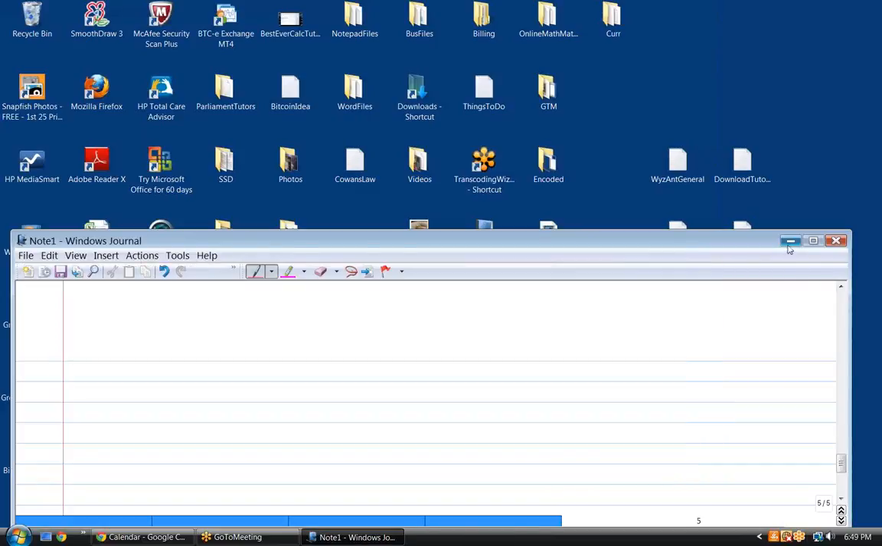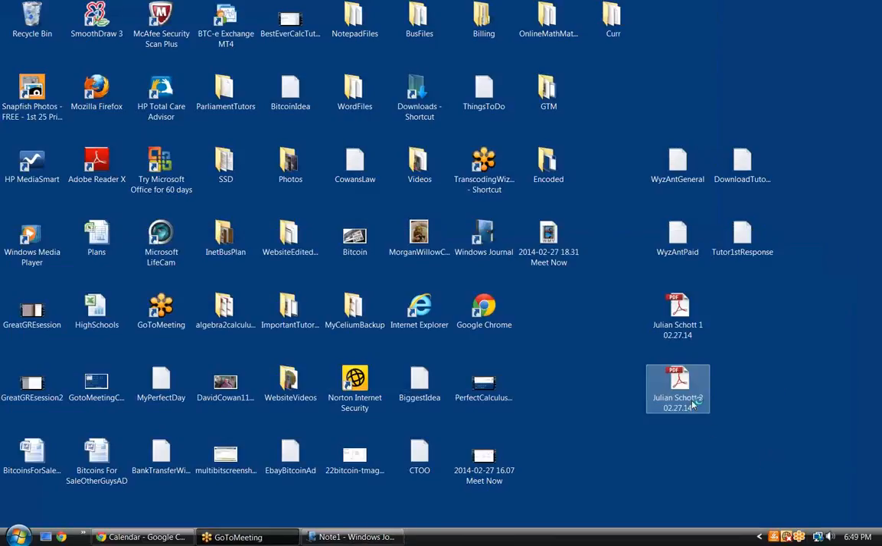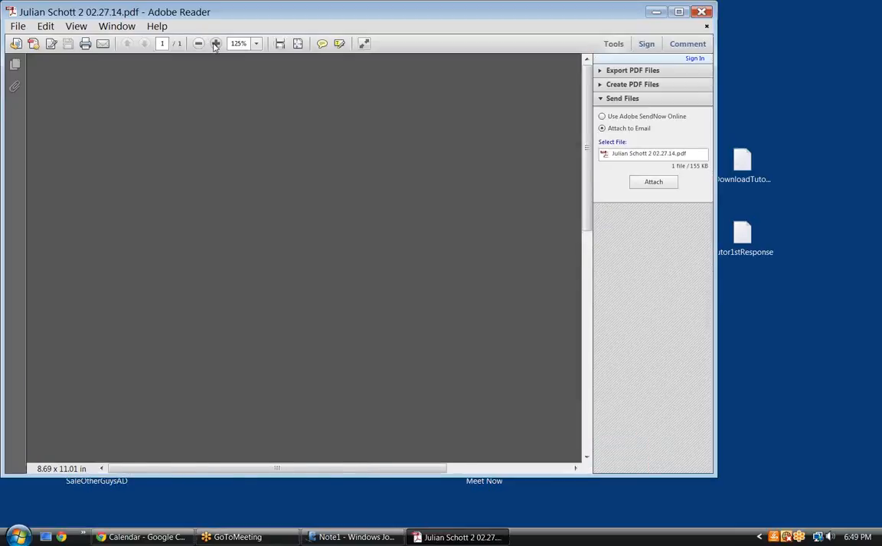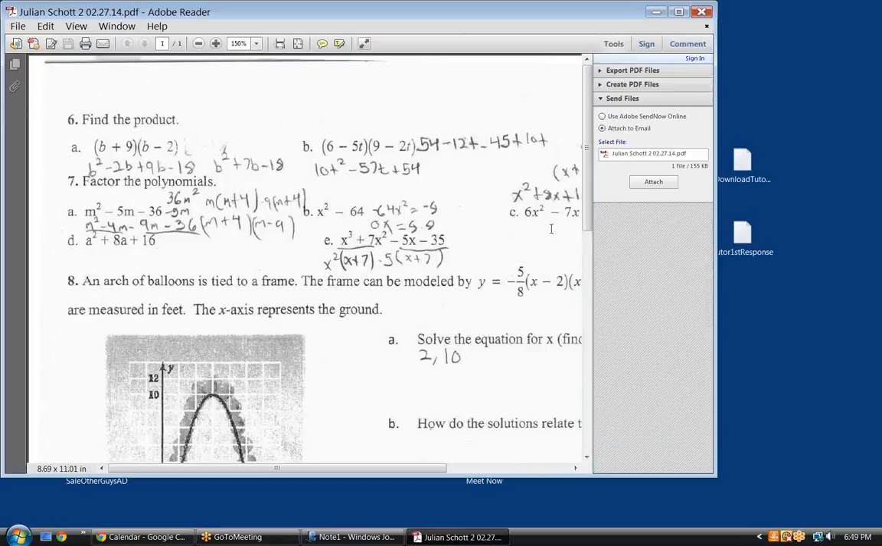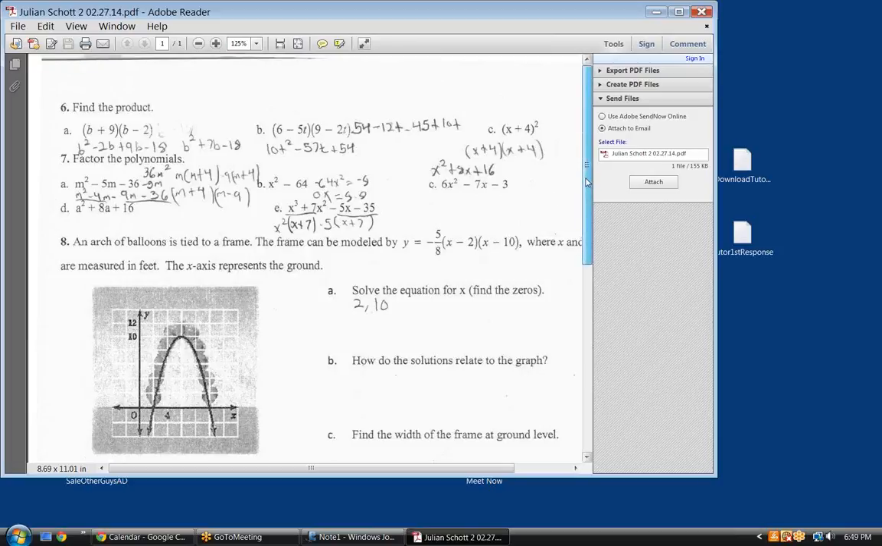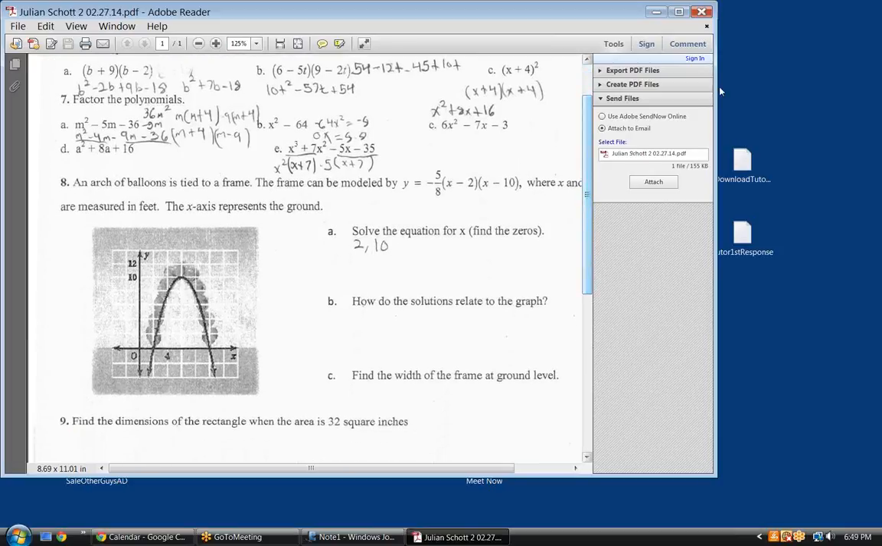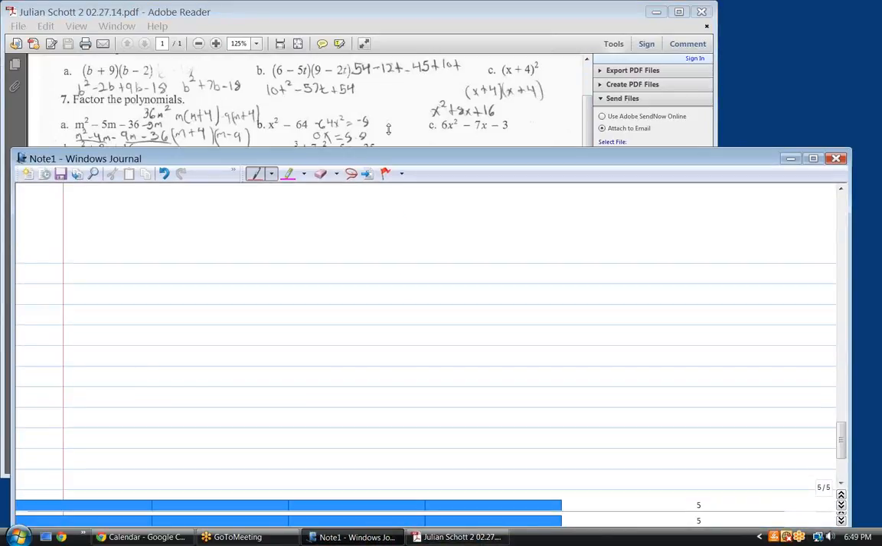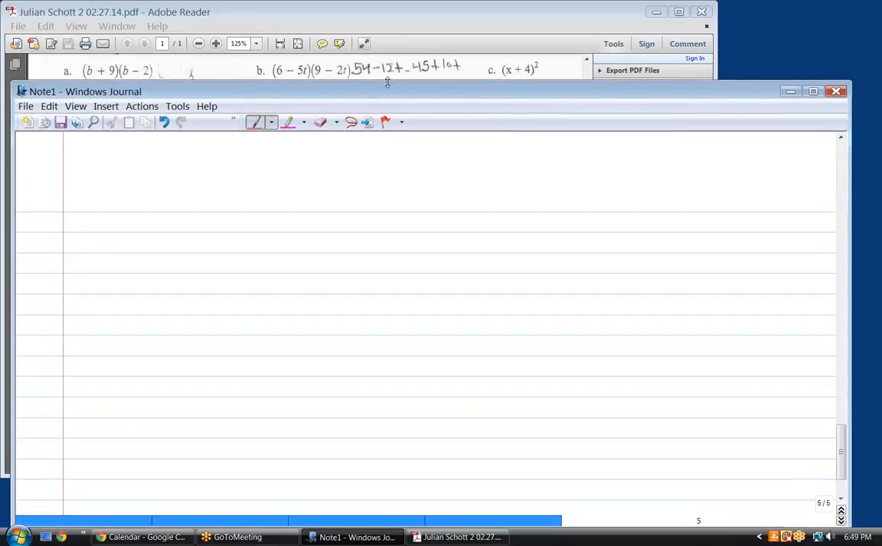All right, next document. Okay. Find the product. I'm just going to cover up these answers just so I can tell. I mean, I know you have it on your end, but work me through how you multiplied these two together.